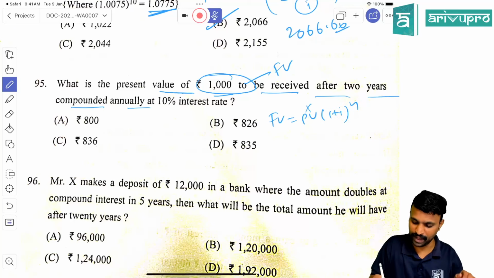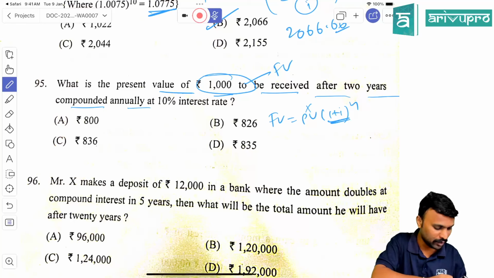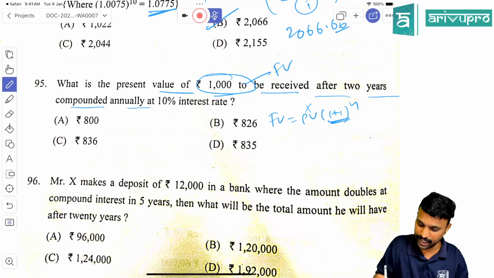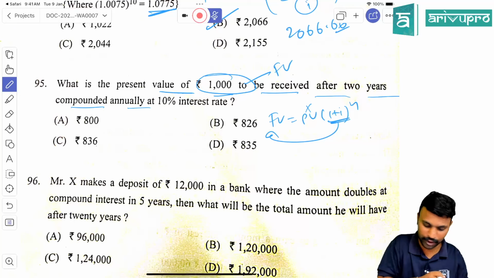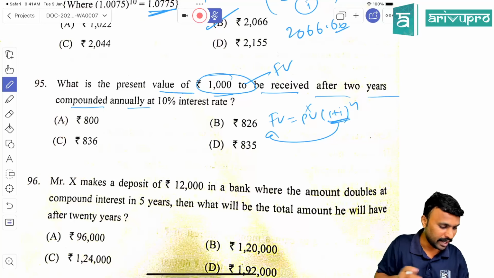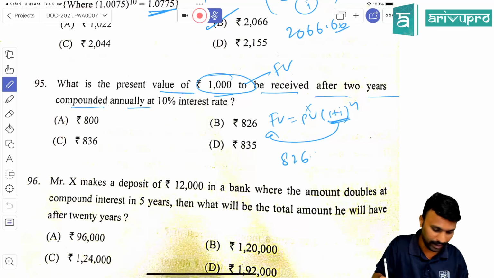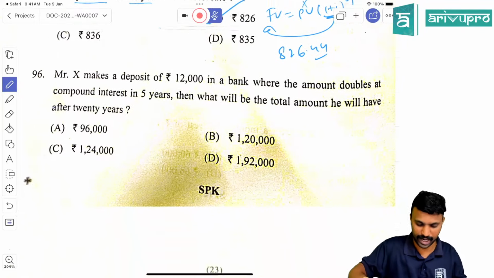So we need to find PV. So find out 1 plus I. 1 plus I is 1.1. Raise the power to 2. Press into, press equal. Then take it to the other side and multiply rather than dividing. For multiplying, divide and equal, press into, what is future value? 1,000. So you get 826.44. Option B is the right answer.